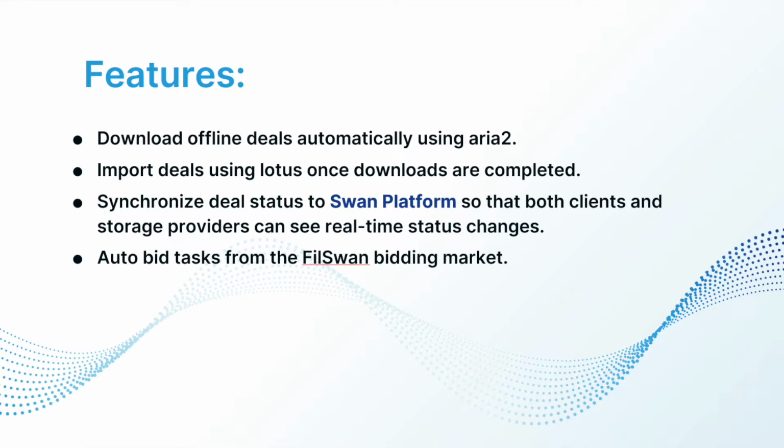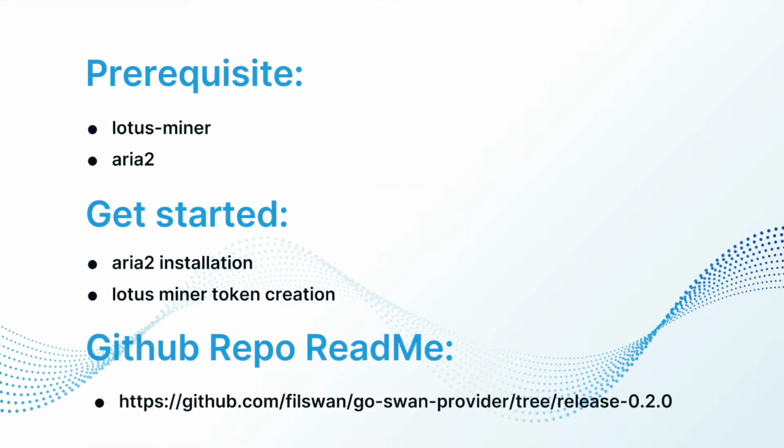This storage provider tool listens to tasks sent from the Swan platform. It can download tasks automatically using the ARIA2 downloading service, import deals once download tasks are completed, synchronize deal status with the Swan platform so that clients can view status changes in real time, and receive deals automatically from the FileSwan platform when a bid is won with the AutoBid system. The AutoBid system is a reputation-based system developed by FileSwan to automatically assign and propose users' tasks to storage providers with the highest score, alleviating the time and energy costs associated with manual bidding.